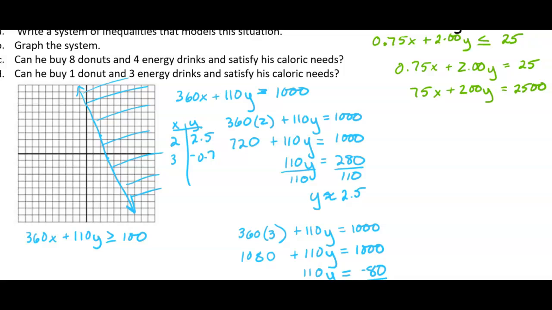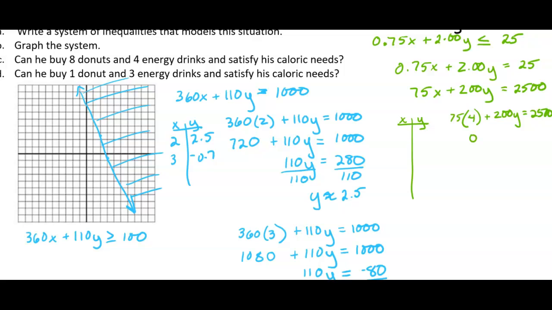Not very nicely. Okay, so let's go back to a table of values then. You could do it with the slope and the y-intercept, but we'll just get a table of values here. So let's pick some numbers for 75. Number of donuts. Let's say he picks 4 donuts plus 200y equals 2,500.